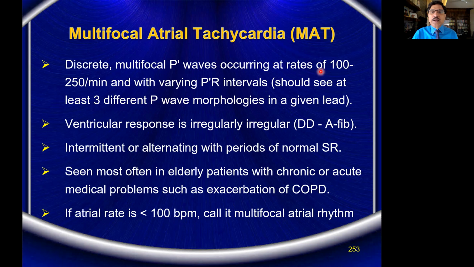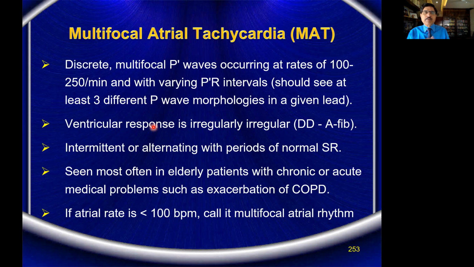And then the rate is between 200 to 250, that is the rhythmicity of the atria, and with varying PR intervals. That is important because multifocal means a P wave fired from one focus will produce one type of PR interval. A P wave from a different focus produces a different PR interval. So the PR intervals will be varying.